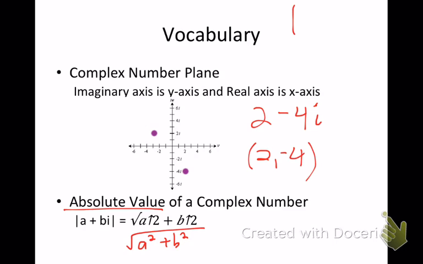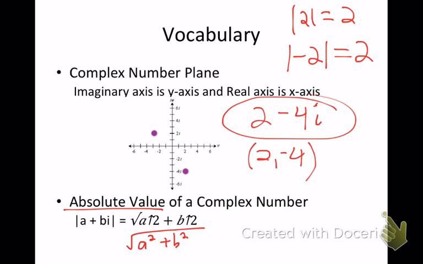For example, let's say I give you the absolute value of 2. The absolute value of 2 is 2. The absolute value of negative 2 is also 2. Now, why? Because absolute value is the distance from 0. That's what we're talking about here. But now we're going to take a problem like 2 minus 4i, and I'm going to find the distance from 0 there.